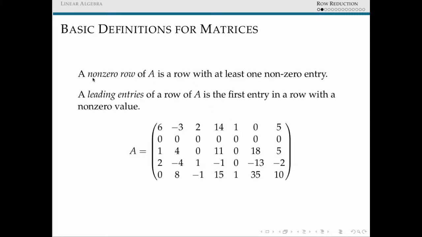So, some basic definitions that we're going to be looking at today. First, we're going to be considering non-zero rows of matrices. So you'll see all but one, my second row, is my only zero row in this matrix. The other four rows are all non-zero rows. The leading entry of a row is just the first non-zero term. So in my first row, my first non-zero term is 6, then 1, then 2, then 8. For our zero row, you'll note that there's no leading entry in a row of all zeros.